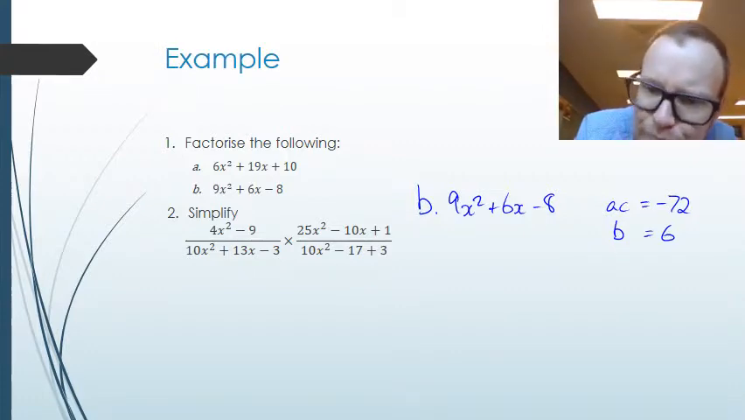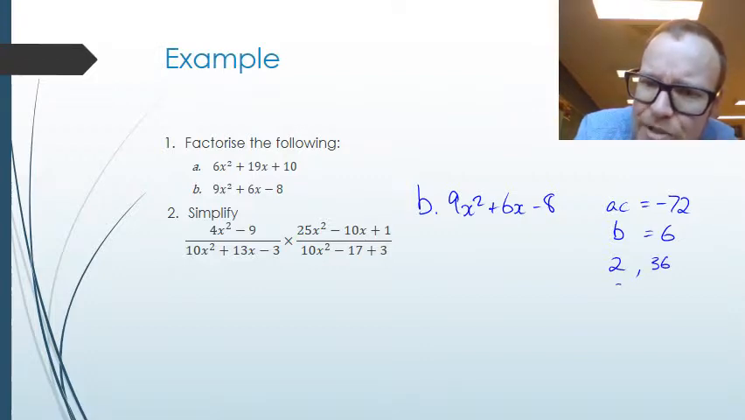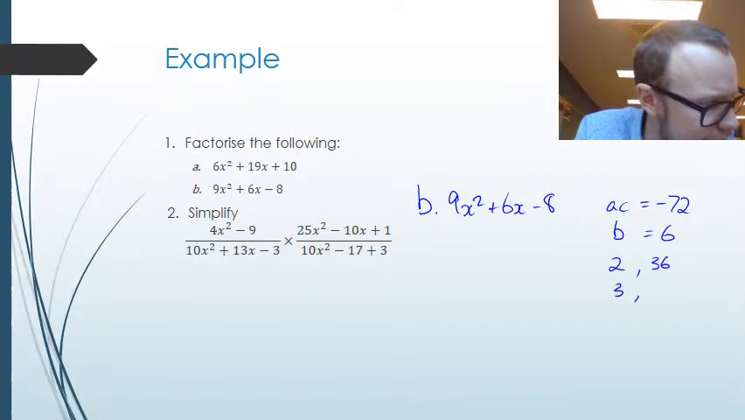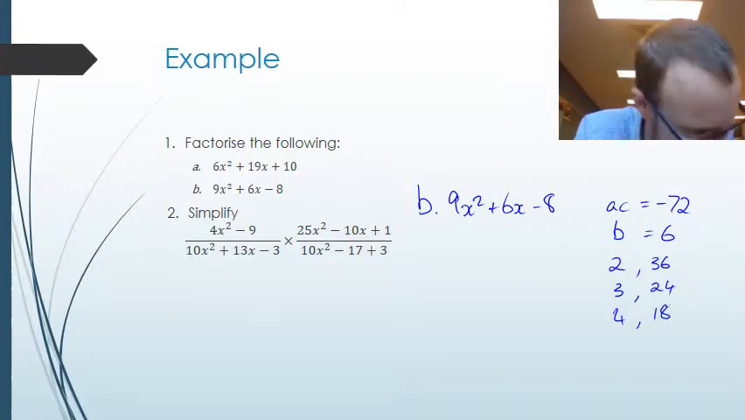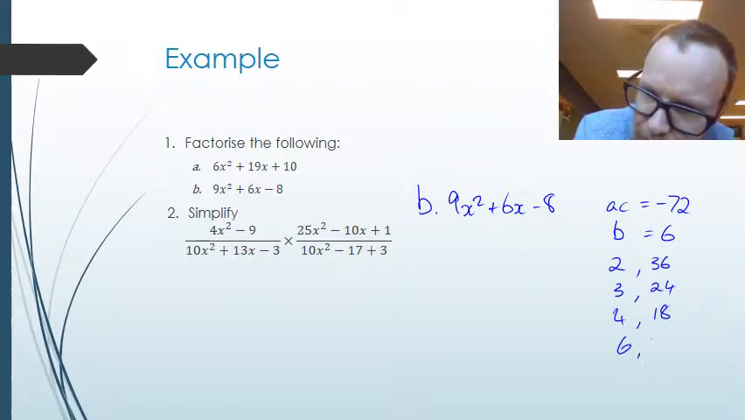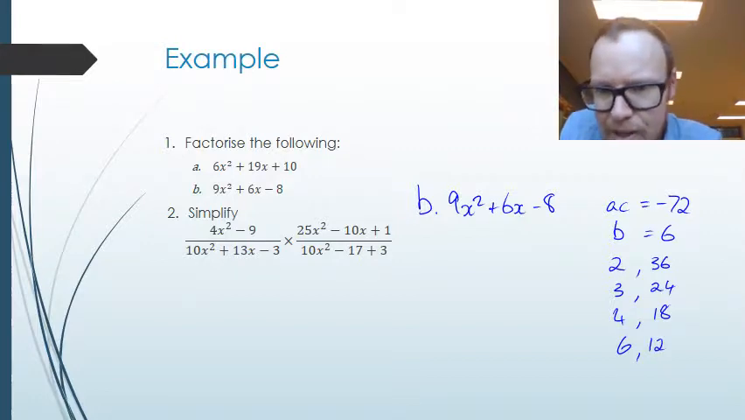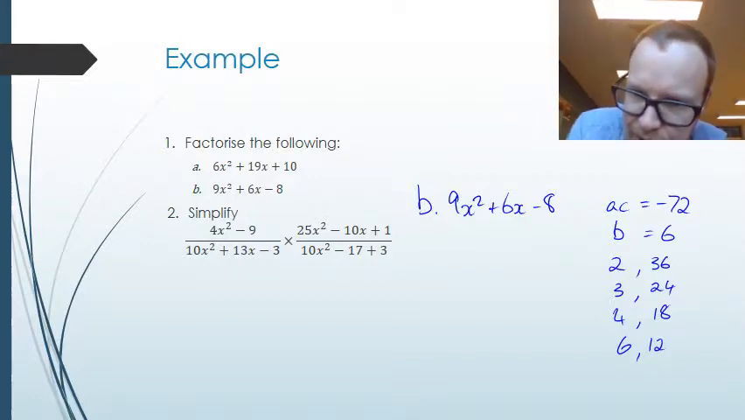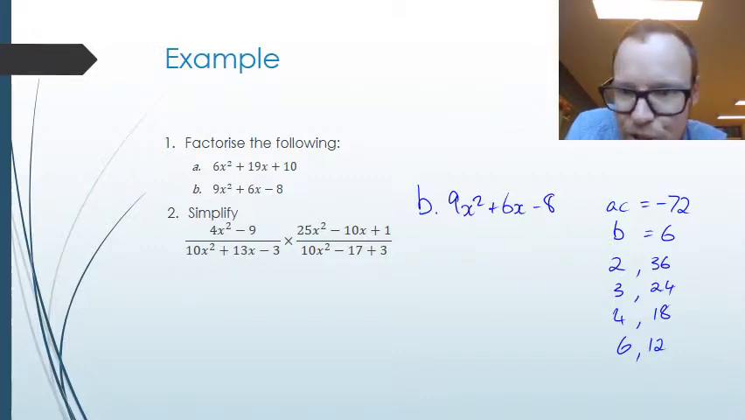I could look at, I've got 2 and 36. I can do 3 and 18, I think. Where did I do that one? No, 3 and 24, 4 and 18, 6 and 12. But remember, these can be plus or minus. Now I want to get a positive 6. So if I take the bigger number minus the smaller number, 36 minus 2, 24 minus 3, that's going to be 19 here, looking at these ones. That's going to be 14, still too big.